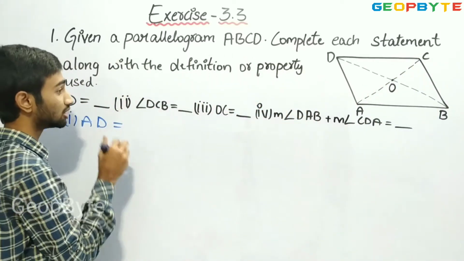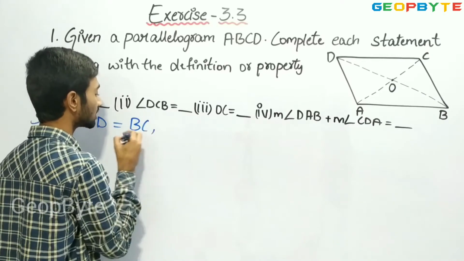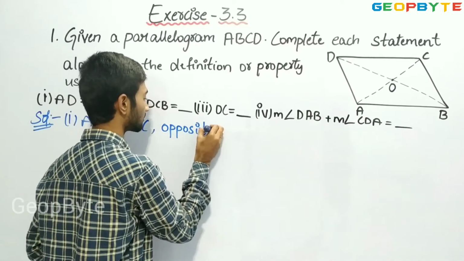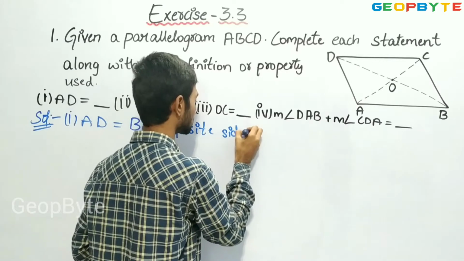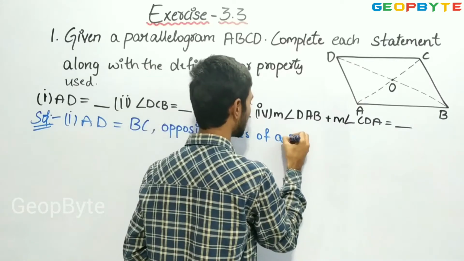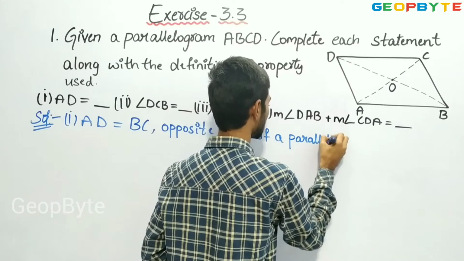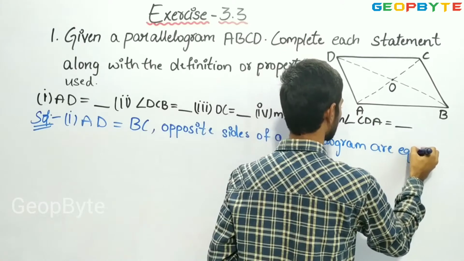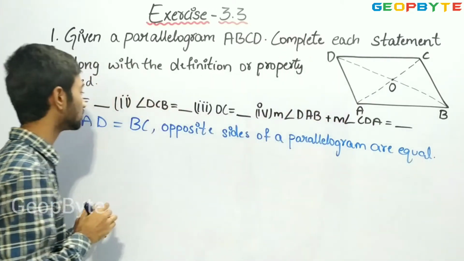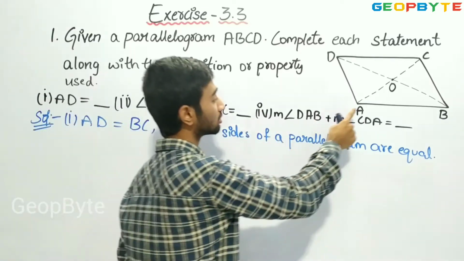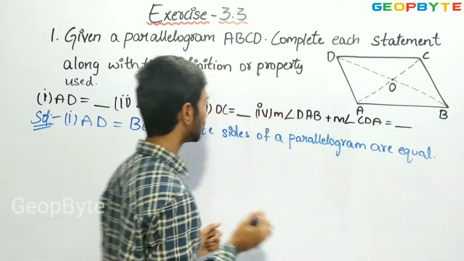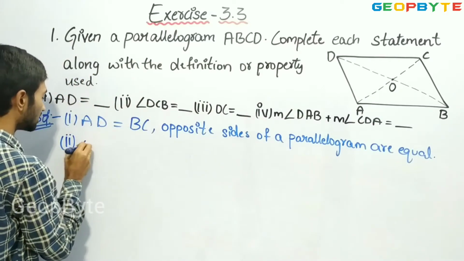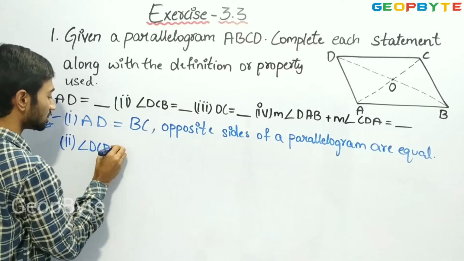So AD is equal to BC because opposite sides of a parallelogram are equal. So opposite sides of a parallelogram are equal. So AD is equal to BC. Also AB will be equal to DC. Now next, let us see the second one. Angle DCB equal to what?